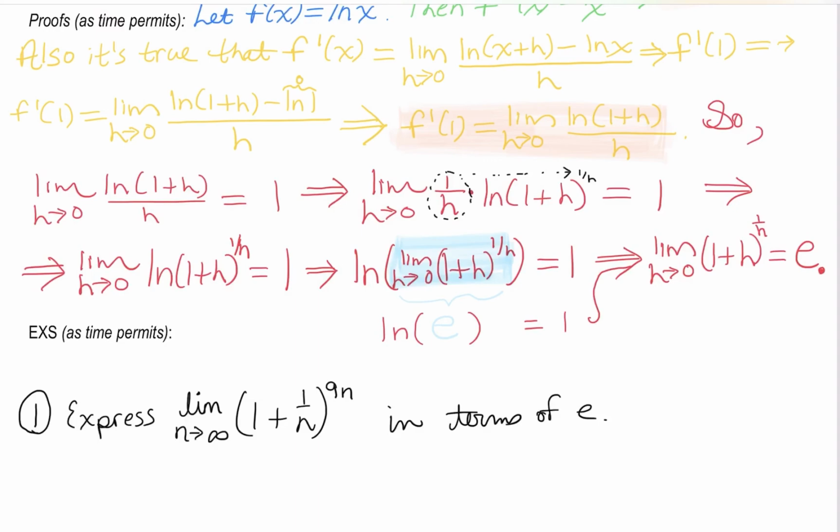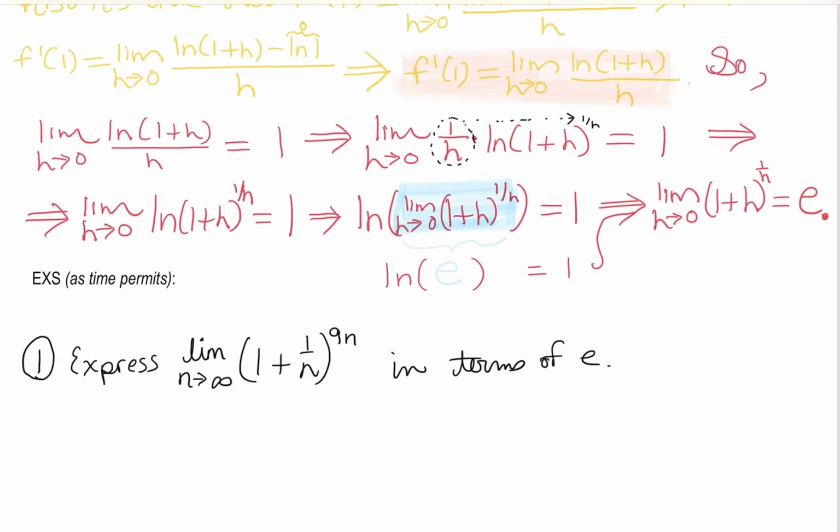As we look at this, we are going to apply a basic exponent property. What we know is powers to powers you multiply. So (1 plus 1 over n) raised to the 9n, I could raise that to the n and then raise that whole quantity to the 9th, because powers to powers you multiply.